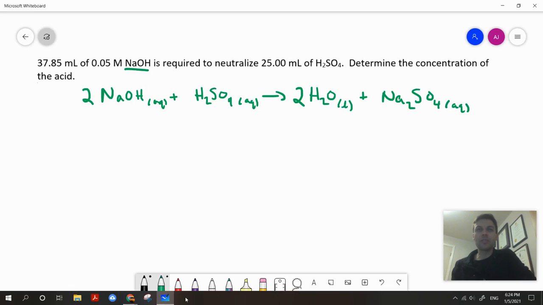And as with all stoichiometry problems, our next step is to convert our measurements into moles. Now we know everything we need to know about the sodium hydroxide. So that's our known quantity. We know that it has a volume of 37.85 milliliters. And I'll rewrite that as a volume in liters. And we have its concentration, 0.05 moles per liter.